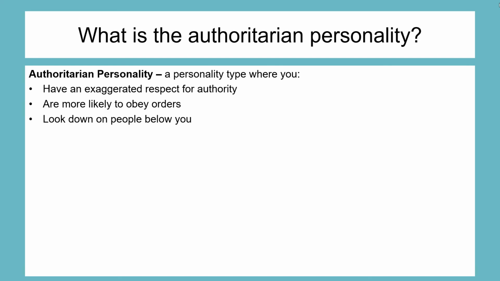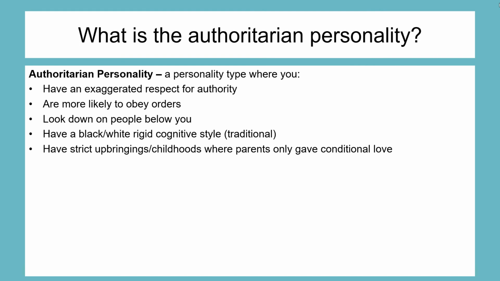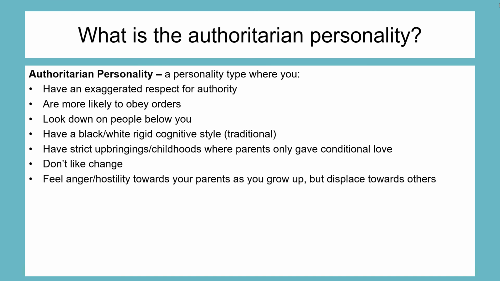You look down on people below you who are inferior to you. You have quite a black and white rigid cognitive style. So, when it comes to answering things or having opinions, it's black or white, it's this or that. There's no in between. Very traditional in viewpoints. These people with authoritarian personalities have very strict upbringings in their childhoods, where the parent only gave them conditional love. They don't like change.